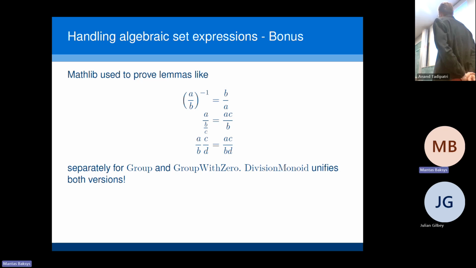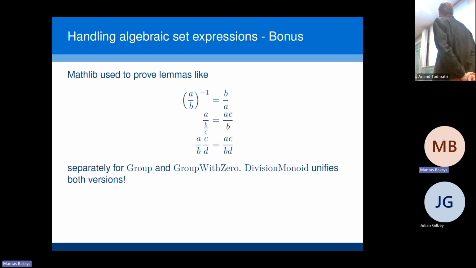So those lemmas that prove that a over c plus b over c, or, okay, that's not an example, but like a over b inverse equal to b over a, have to be separate lemmas for groups with 0 and groups. Or can they? Maybe we can actually do everything with one thing. And maybe this is what division monoid does exactly.